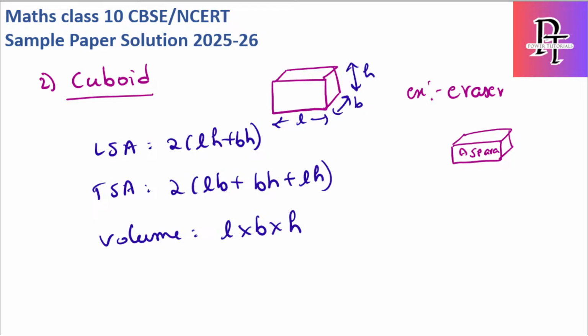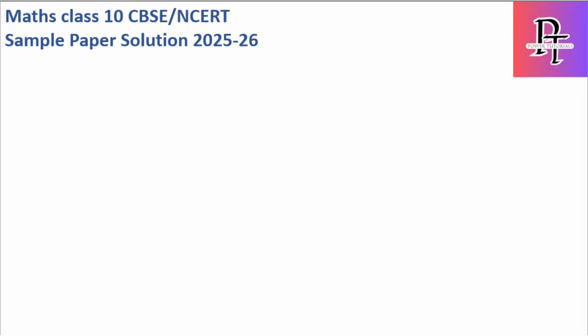So cuboid is done. Then we have three curvy shape geometry boxes. Curvy shape 3D diagrams, which are first one. First I'll talk about sphere. So sphere, the example is very easy, which is ball. Cricket ball, I can say it is a sphere. So let's study about the formulas.